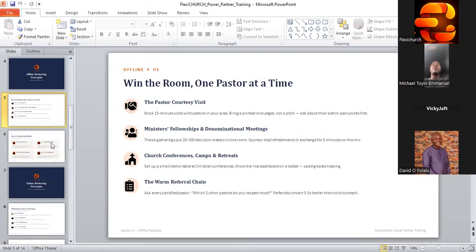Then satisfaction is key. And there's a guarantee of satisfaction with Flexichurch. Everyone that is on board, there is a guarantee. That is what we provide.